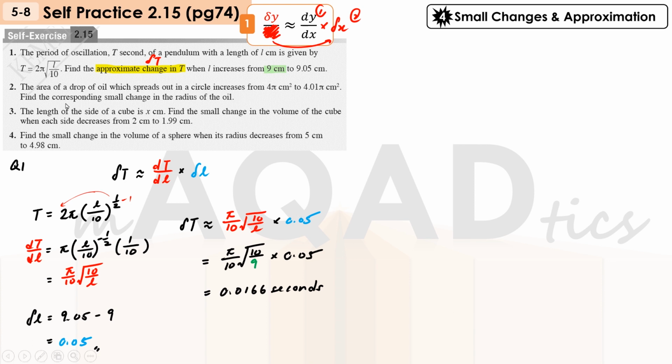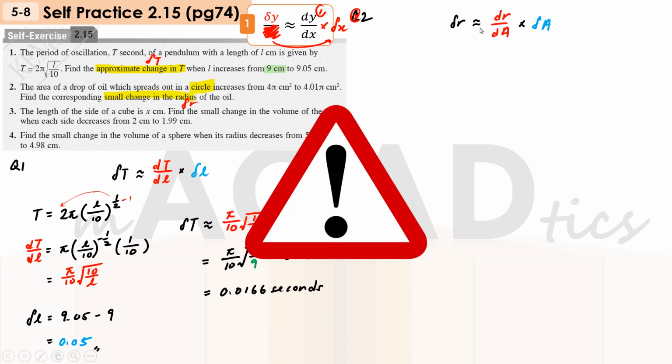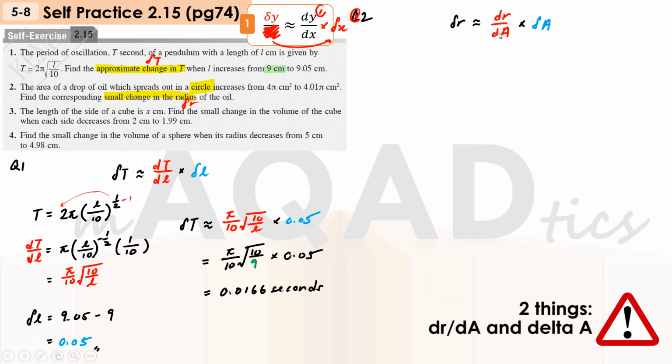Second question: the area of a drop of oil spreading in a circle increases from 4 pi to 4.01 pi, and we need to find the small change in radius. So this one is delta r. In this case, delta r is approximately equal to dr over dA. Why A? Because the radius of a circle is related to the area. So we put dA here, and we need to find delta A.